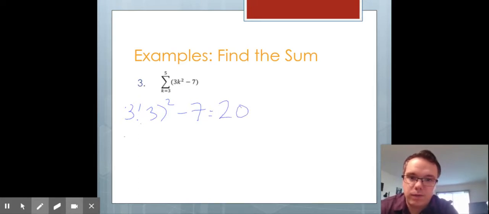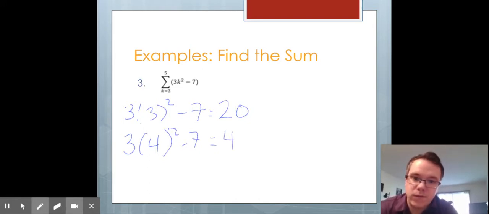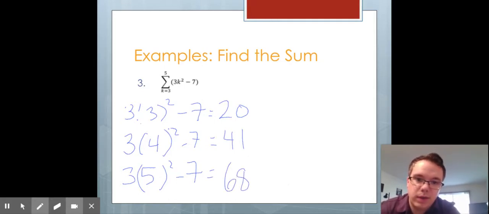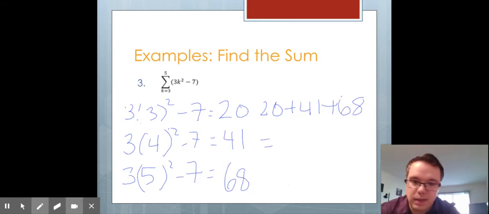We're going to plug in 4. So we get 3 times 4 squared minus 7. That's 16 times 3, which is 48, and 48 minus 7 is 41. And we're going to plug in 5. So 3 times 5 squared minus 7. 5 squared is 25, times 3 is 75, and 75 minus 7 is 68. So if we take 20 plus 41 plus 68, we get our sum, and our sum then is 129.